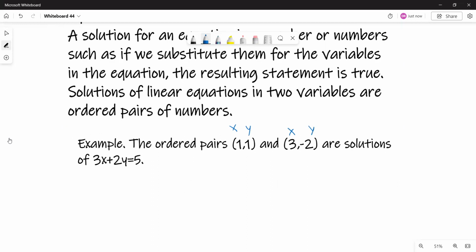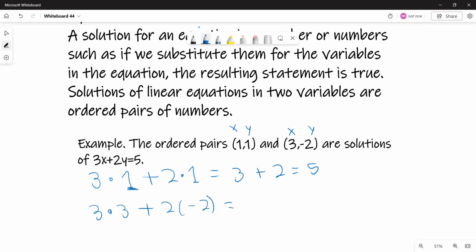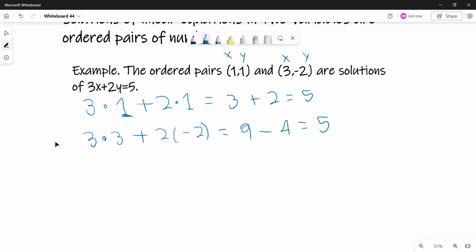So if we plug them in, we have that 3 times 1 plus 2 times 1 is 5. Is indeed 5. And the ordered pair (3, -2) is also a solution. If we plug in the numbers, 3 times 3 plus 2 times -2, 3 times 3 is 9, 2 times -2 is -4. So we have two ordered pairs that are solutions of the same linear equation, 3x plus 2y equals 5.